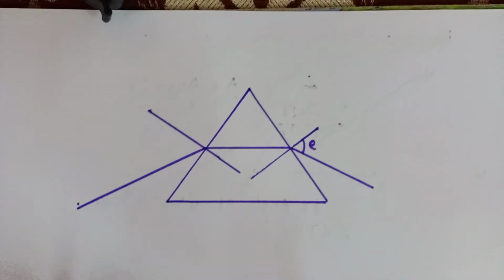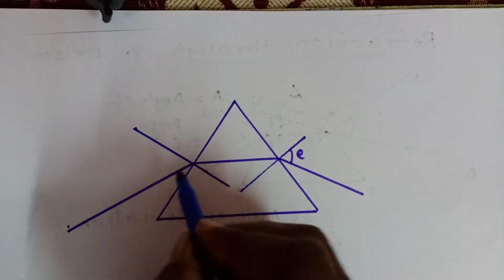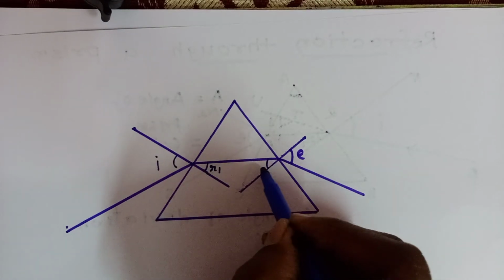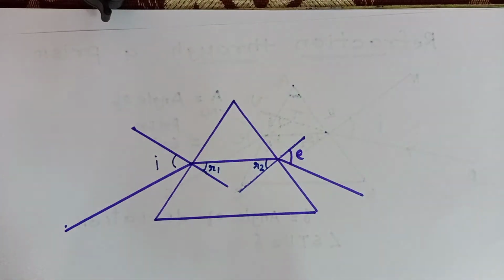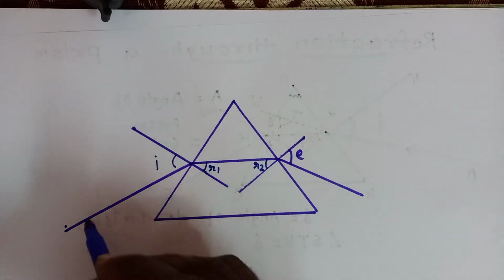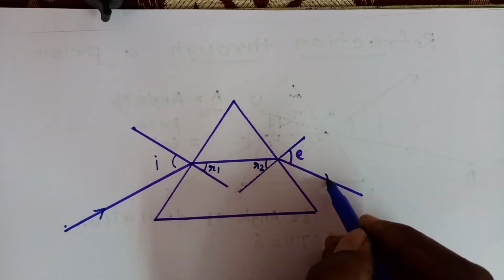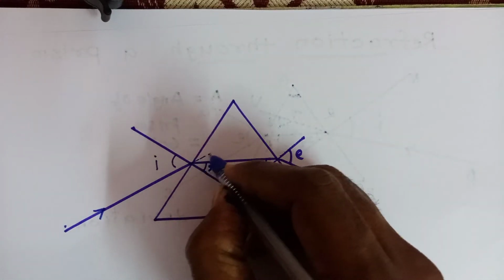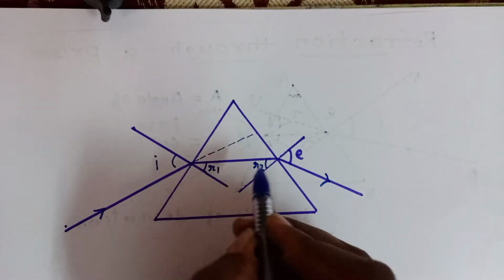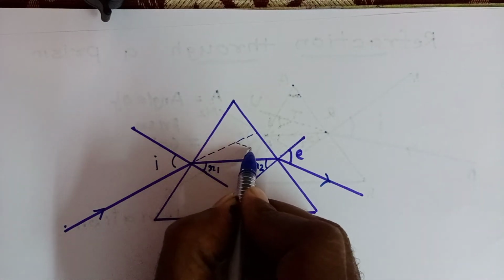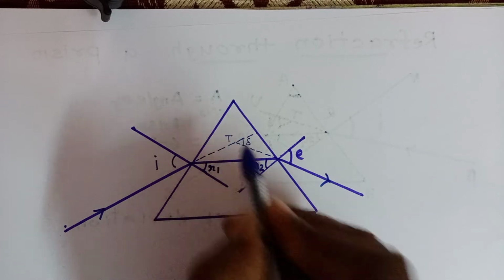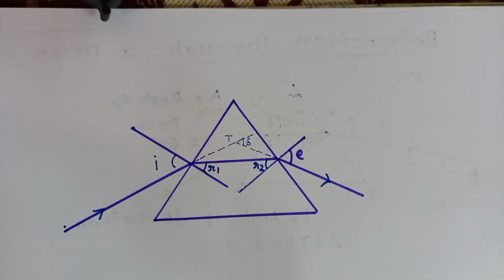Now we can say this angle is I, this is R1 and this is R2. So now we can extend it in this side. When we extend this ray here, and this ray here, these two rays will meet at this point T.